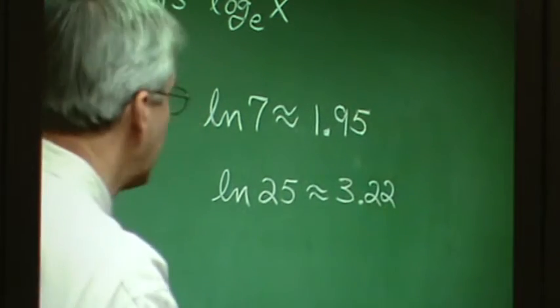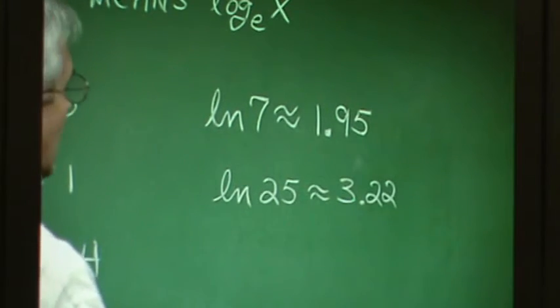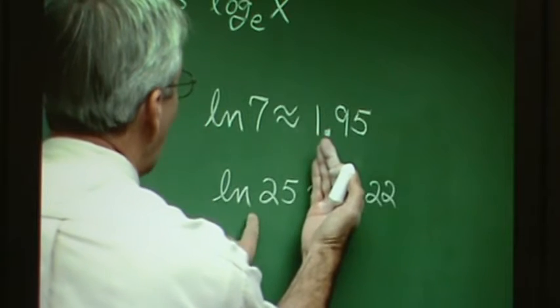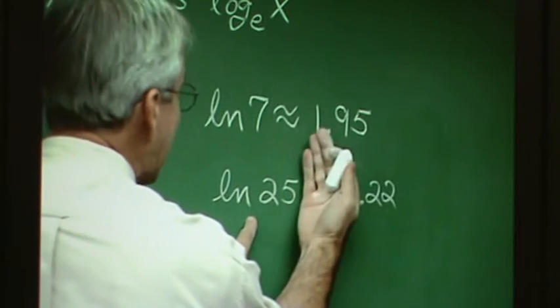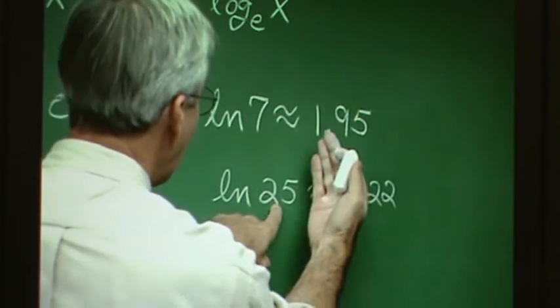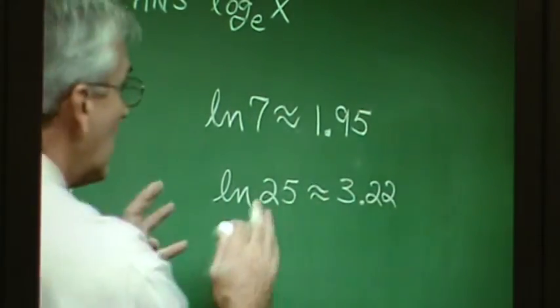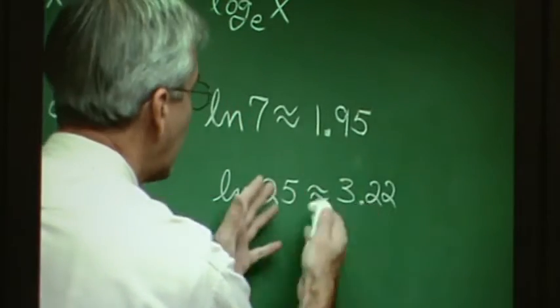You might try this on your calculator just to get a little practice with it. But remember, what this means is we're looking for the exponent on e that will give 25. That is, e to what power is 25? Well, e to that exponent will give 25. And actually, it's e to approximately that power because it's a rounded number.